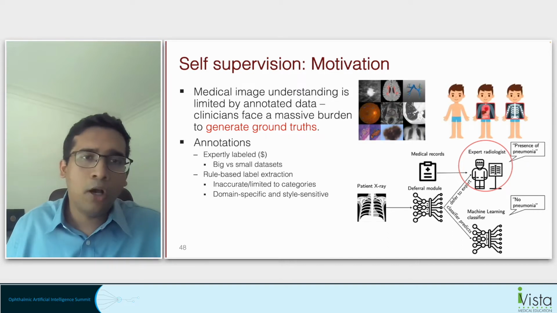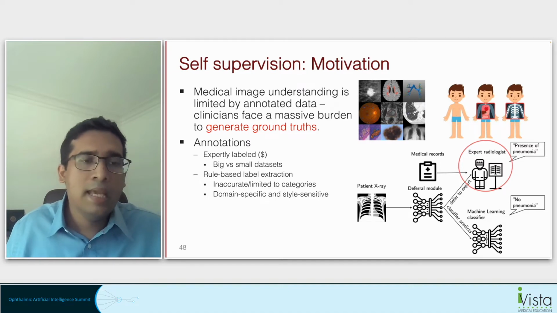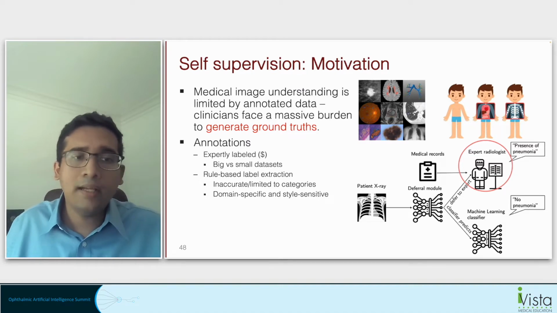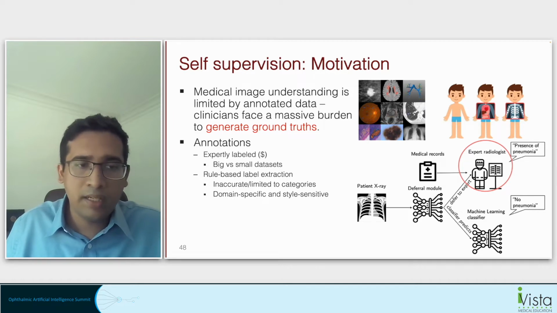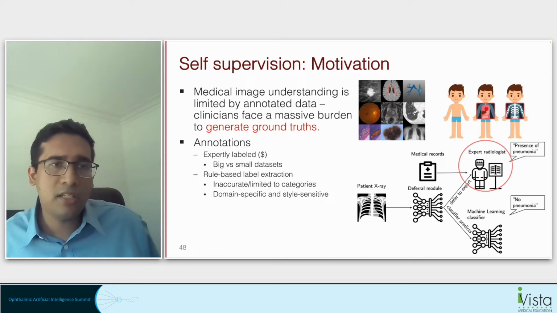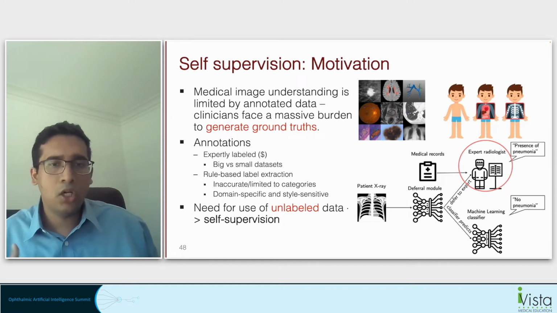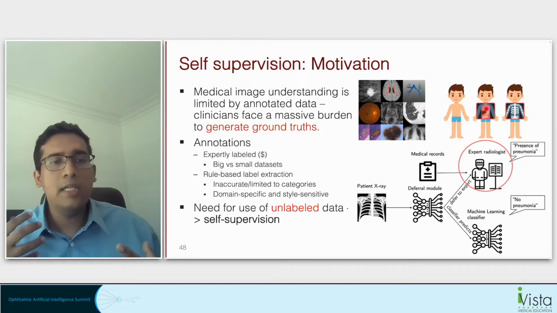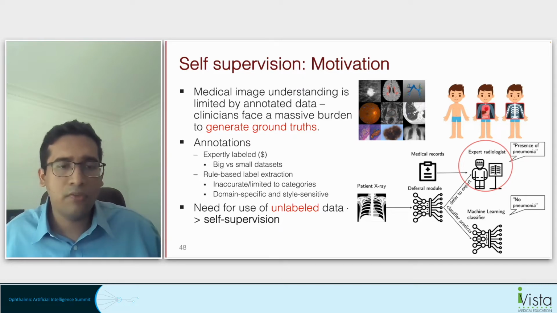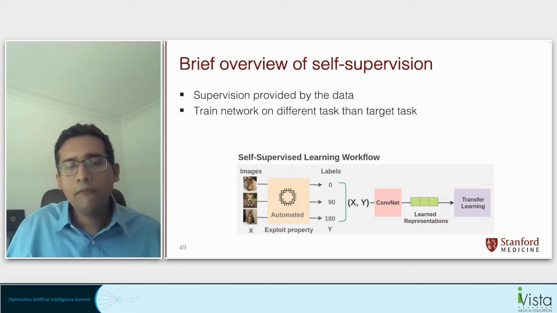And annotations can also be tricky, right? They have to be expertly labeled by multiple clinicians. Then there would be different strategies in terms of big versus small data sets, and there will be rule-based label extraction for segmentation, etc. They can also be domain specific and style sensitive. However, as I mentioned, there is a lot of unused data sitting in our hospital system. So the need to use this unlabeled data is the motivation behind using self-supervision.